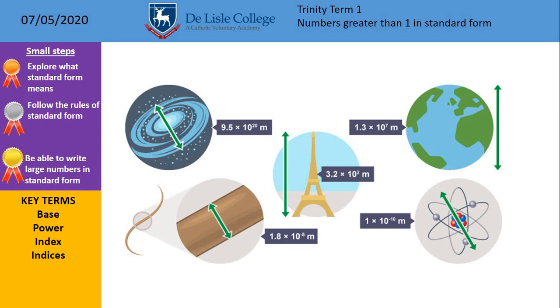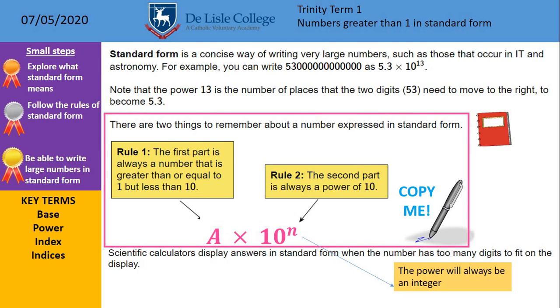We're going to discuss those negative numbers in the next lesson coming up, but there's just a little show point there that we can do very large numbers we're looking at today. Next time we'll look at very small numbers. So standard form is a concise way of writing very large numbers, such as those that occur in IT and astronomy. For example, we want to write that incredibly large number out, much like we did for the do now task. Instead, we can write that as 5.3 times 10 to the power of 13.